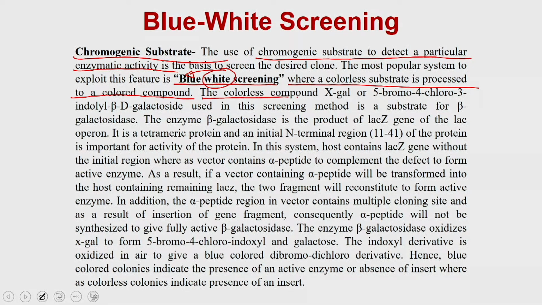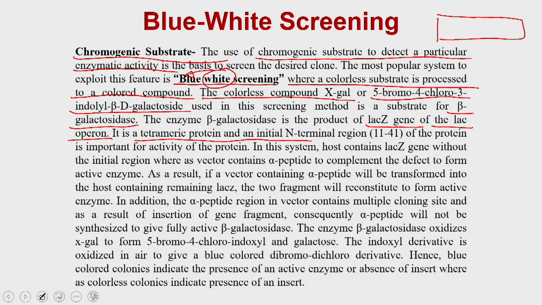This colorless compound which we use for blue-white screening is called X-gal, or 5-bromo-4-chloro-3-indolyl beta-galactoside, and this is a substrate for beta-galactosidase. Beta-galactosidase is an enzyme which is the product of the lacZ gene from the lac operon. The lac operon is the lactose operon, and beta-galactosidase is a tetrameric protein. The initial N-terminus region is important for the activity of this particular protein.